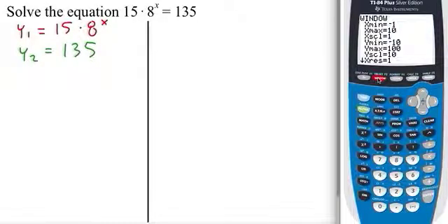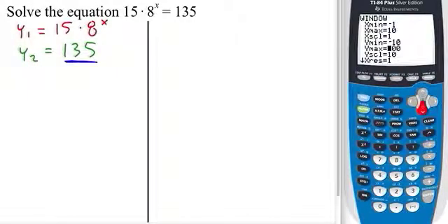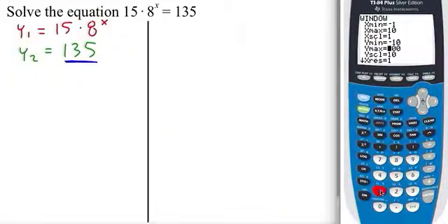Now again, we need to go to the window. Maybe between 1 and 10 will work, and I know that will, because I know 8 to the power of 10 is going to be a really, really big number, a lot more than 135. So I'm going to start with that for the x's. For the y's, though, I know I have to go at least as high as 135. And like I said before, it's good to always go a little above. So I'm actually going to go up to 150 in this case. And then let's take a look.